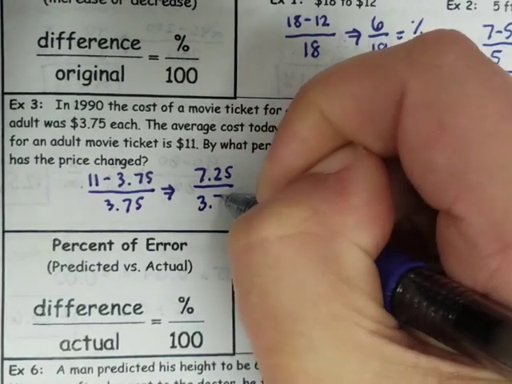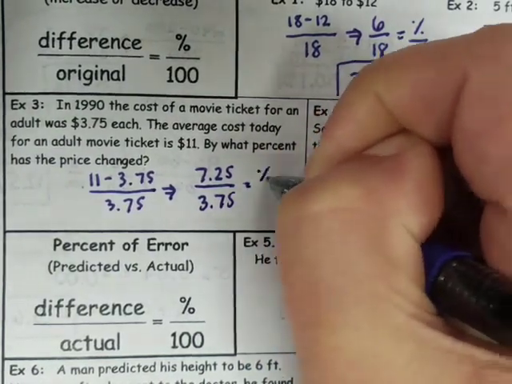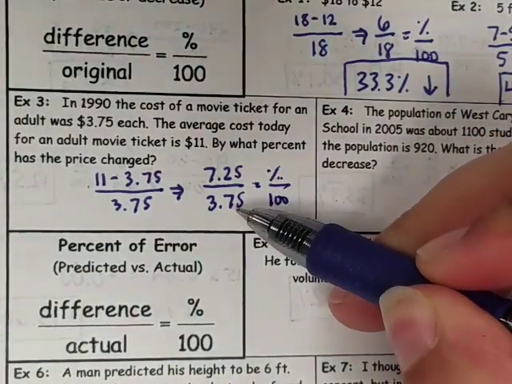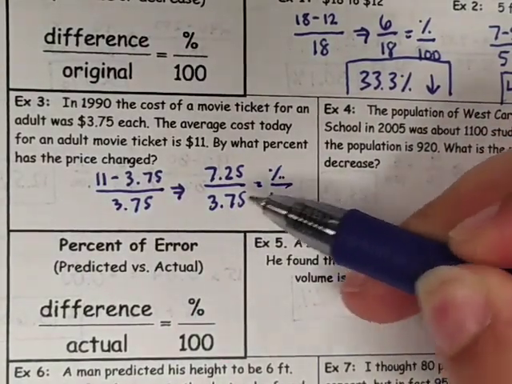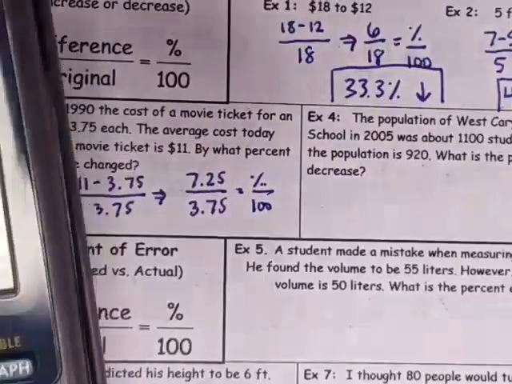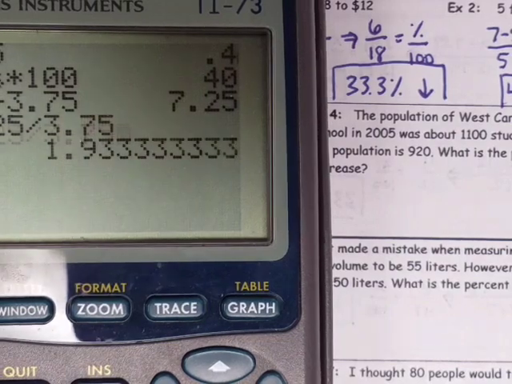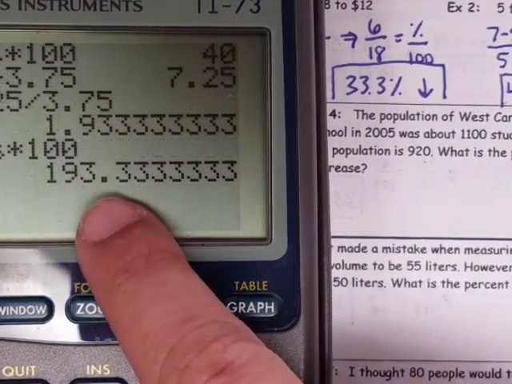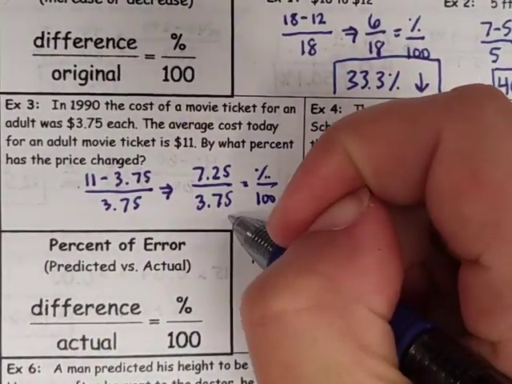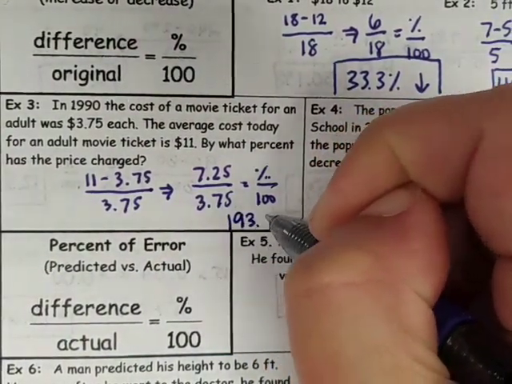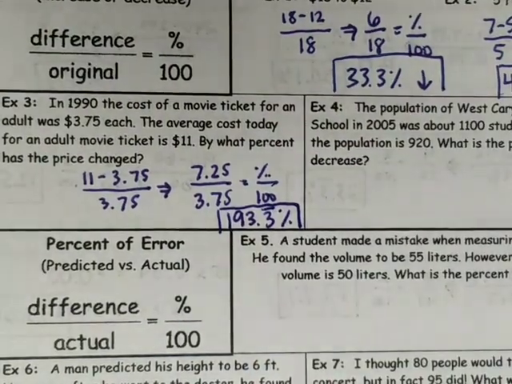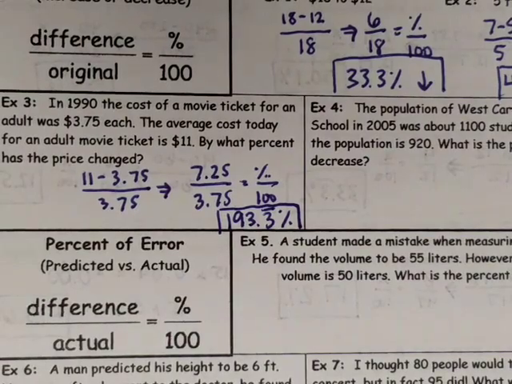We can already tell that this answer is going to be a percent larger than 100, because look at your numerator, it's already bigger than the denominator, so we know our percent is going to be bigger than 100. So then 725 divided by 375, multiply that times 100, and we get 193.3% increase. So we more than doubled our price.